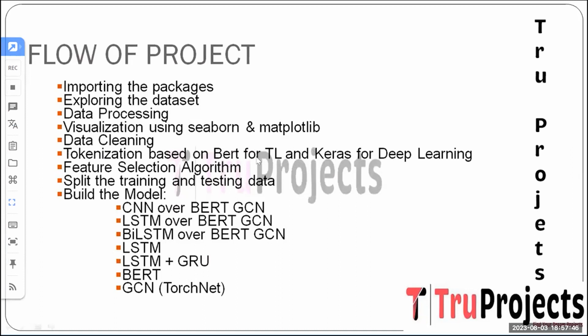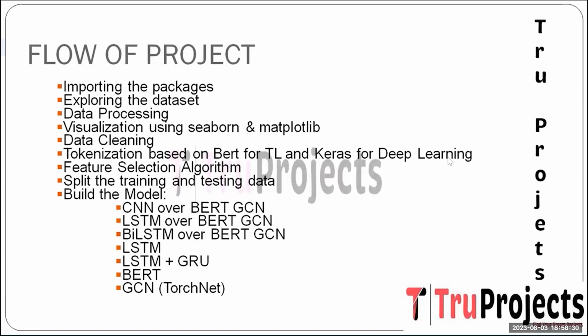And the next step is tokenization based on BERT for transfer learning and Keras for deep learning. Text tokenization is performed using the BERT model for transfer learning and Keras for the deep learning model, converting the textual data into numerical representation suitable for machine learning. And the next step is the feature selection algorithm. These techniques are applied to identify the most relevant and informative features that contribute to the classification task, enhancing the model performance and reducing the dimensionality. And the next one is splitting the training and testing data. The dataset is partitioned into training and testing subsets, enabling model training and evaluation on distinct data segments.